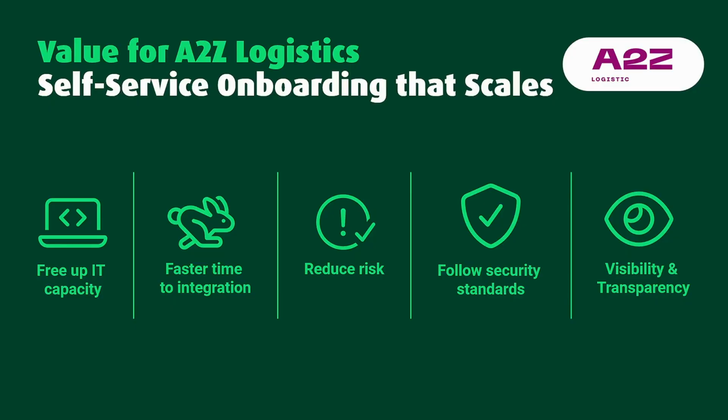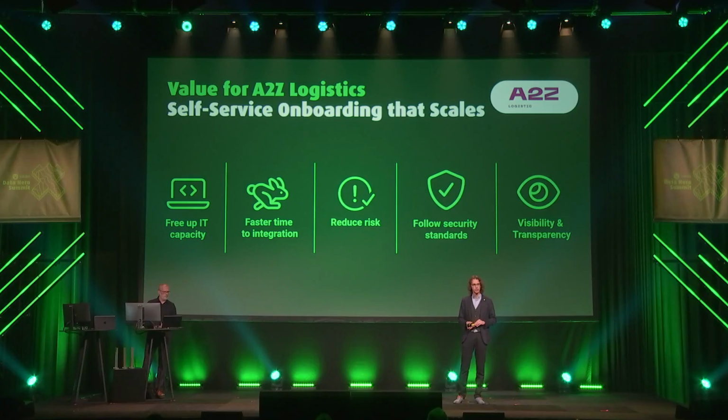So I think this is a very nice improvement. Now, if you look at the value for A to Z Logistics, what it means is they can free up their IT capacity to work on more valuable, more tricky tasks, right? Because we make a lot of IT capacity available because the rest can go more self-service. This means faster time to integration and less risk of these integration projects running out of scope or out of time or out of budget. But at the same time, keeping security standards in place.